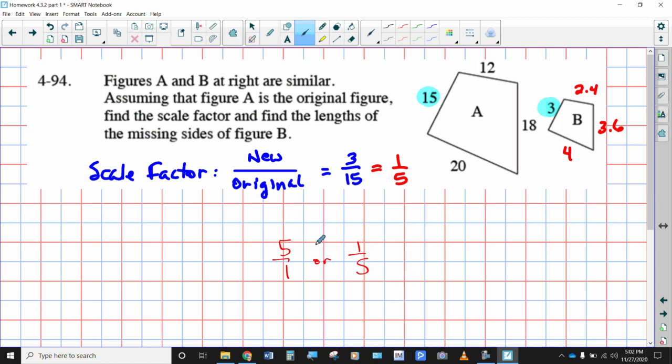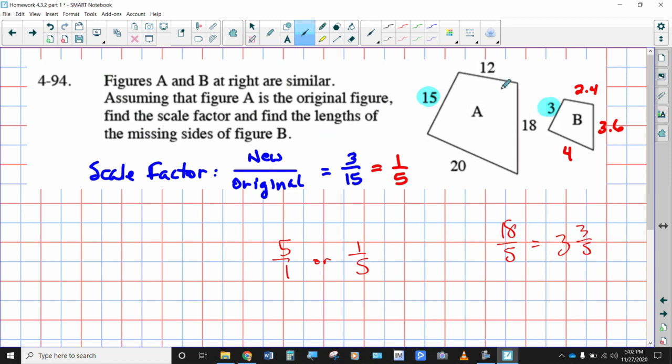Okay, so notice that these two are reciprocals of each other. That's what happens, right? So 20 times 1/5 is 4, and 4 times 5 is 20. 18 times 1/5 ends up being 18/5, which is the same as 3 3/5, which is the decimal 3.6. So if you took 3.6 and multiplied it times 5, you would get 18 for an answer. And same thing here, 12 divided by 5 is 2 4/10, and 2 4/10 times 5 is 12.